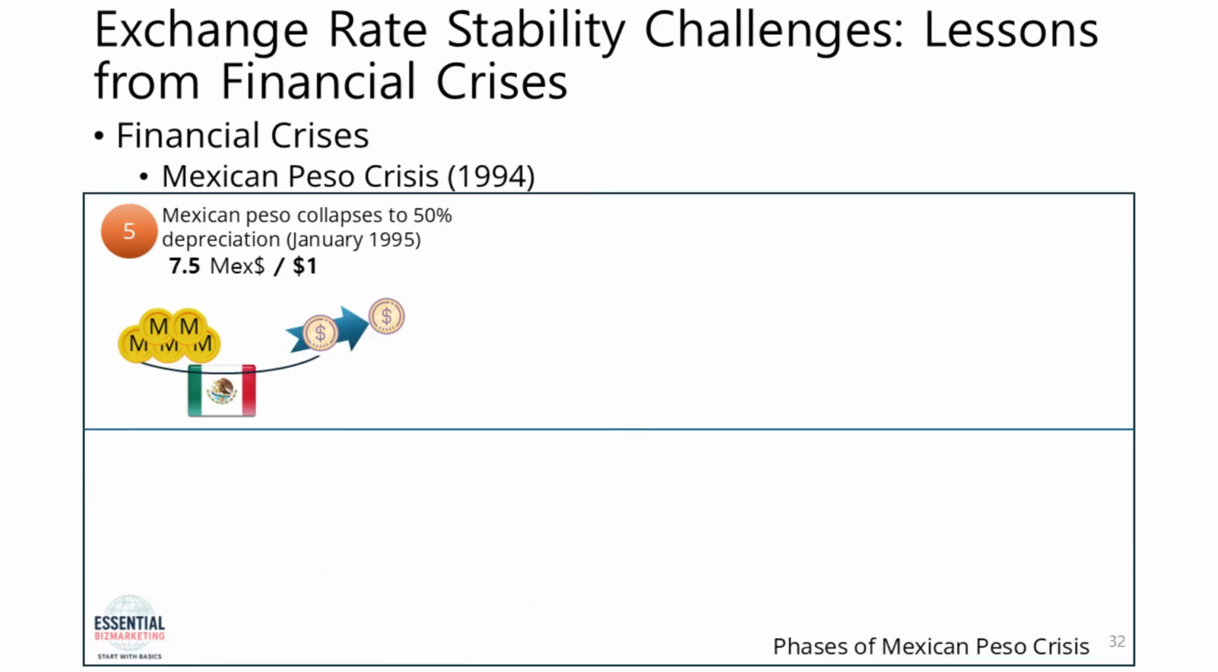By January 1995, the peso had collapsed further, losing nearly 50% of its value and reaching 7.5 pesos per US dollar. Surging demand for dollars and massive capital flight accelerated the depreciation. This phase marked the height of the Mexican peso crisis.